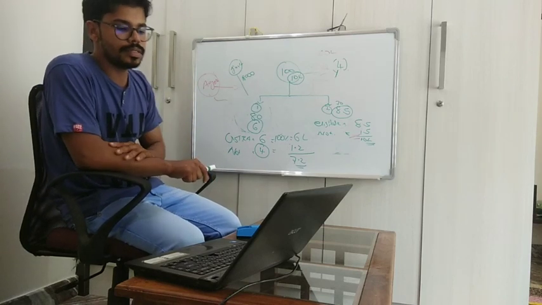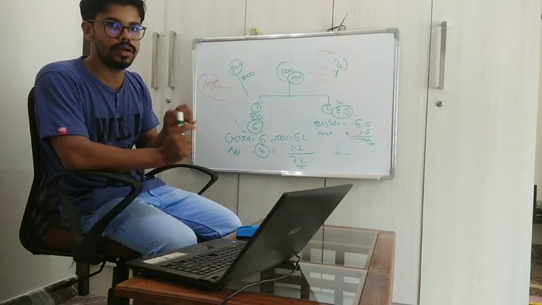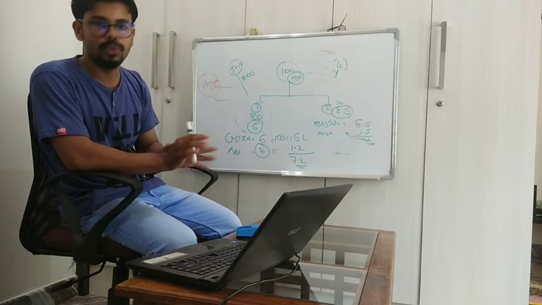Now, another thing is the utilization of ITC. Utilization of ITC is also another area where a huge amendment happened last time.